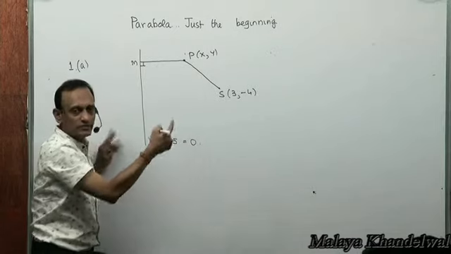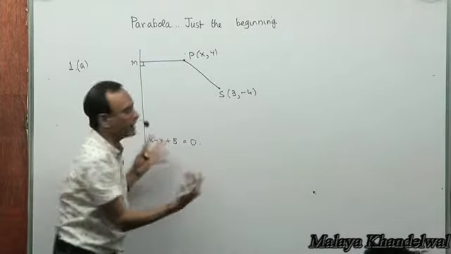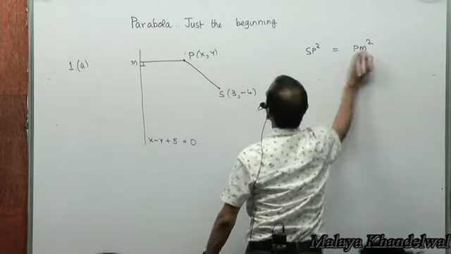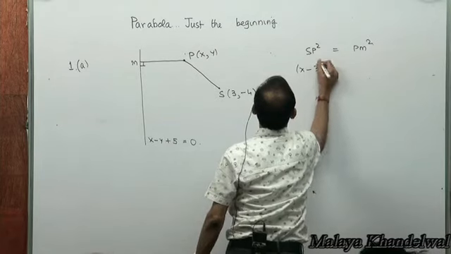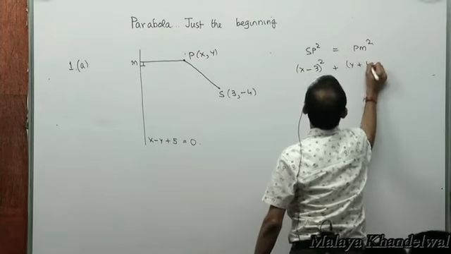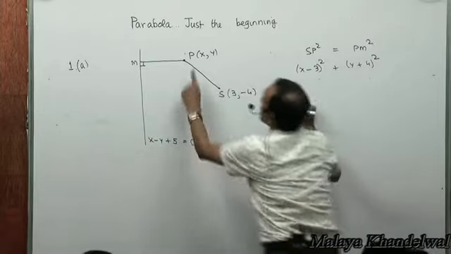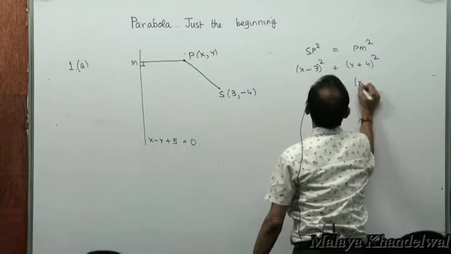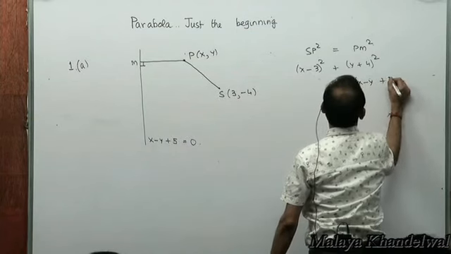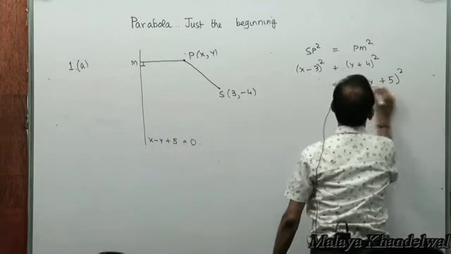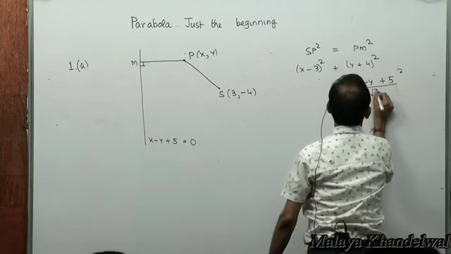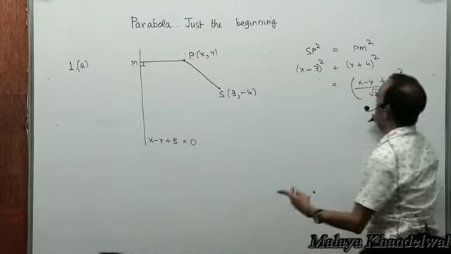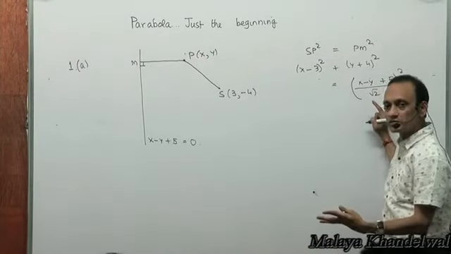SP squared must be PM squared, which will cause P to be on the parabola, right? So SP squared is PM squared. What is SP squared? x minus 3 whole squared plus y plus 4 whole squared, right? That's SP squared. The distance of x, y from this line is x minus y plus 5 whole squared by root 2 whole squared, right? Square of the distance from this line of this point x comma y. That'll be the equation. Yes or no?